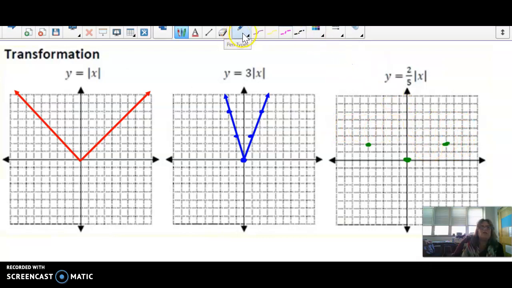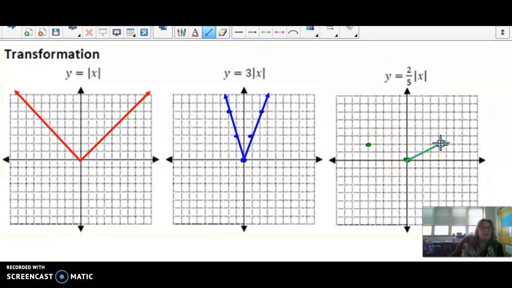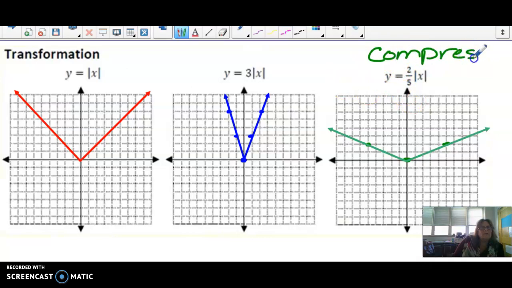So this one changes, and it's almost like it's pushing down on our graph. So if we look at it in those terms, this graph is compressed, or it's smushed, it's flattened, because this fraction is greater than 0, but less than 1. So this is called a compressed graph, because it's a fraction, and this one is called a stretched graph, because it's greater than 1.